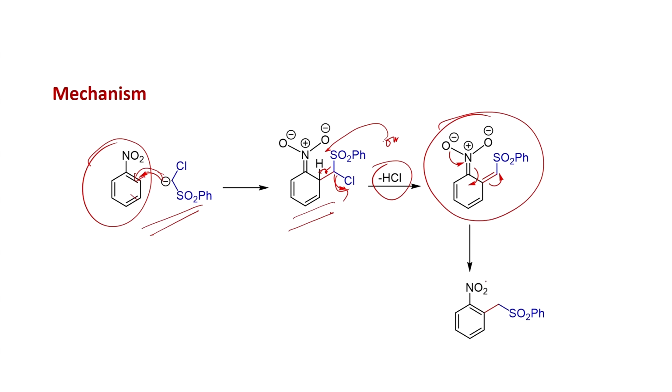Once you form this, it can aromatize to give this 2-alkyl nitrobenzene as a product. And similarly, you can also undergo reaction in the para position, then you will be able to get the para substituted nitrobenzene as the product.